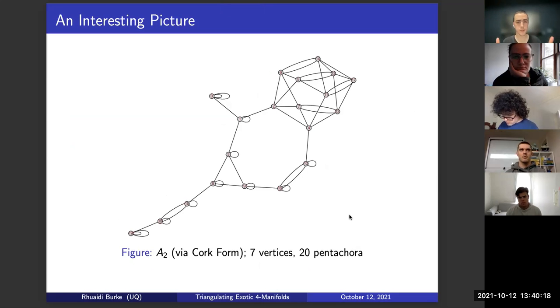And okay, just to finish off lastly, here's another picture of A2, and it's got 20 pentachora. I have absolutely nothing intelligent to say about this thing. I just thought it looked really interesting because, again, you've got this thing that looks like the cork sitting up the top here, and this interesting structure. I don't even know what's going on here. I just thought this was a really interesting picture, and that's what I'll finish on.